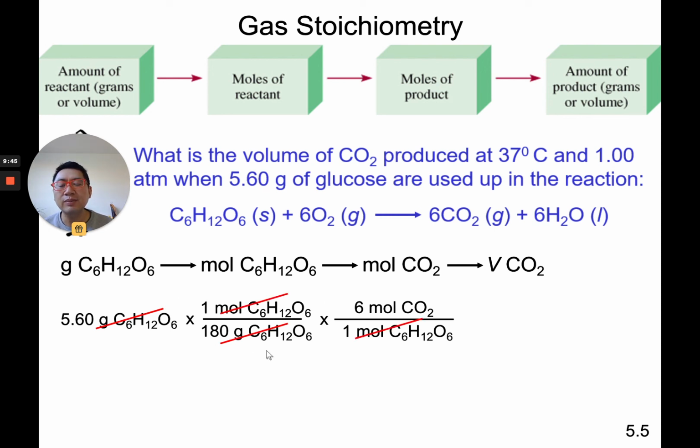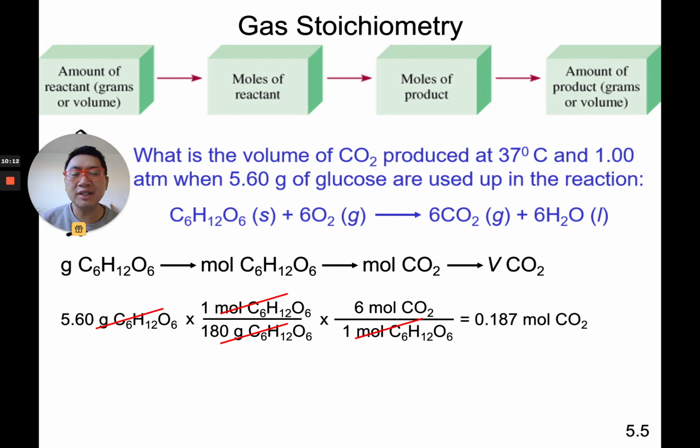Notice grams of glucose cancels, moles of glucose cancels. The moles of carbon dioxide that you have left, 5.6 times 6 divided by 180. Type that on a calculator. What is 5.6 times 6 divided by 180? If you did that, you should have 0.187 moles of carbon dioxide. So great, now you found the number of moles of carbon dioxide.